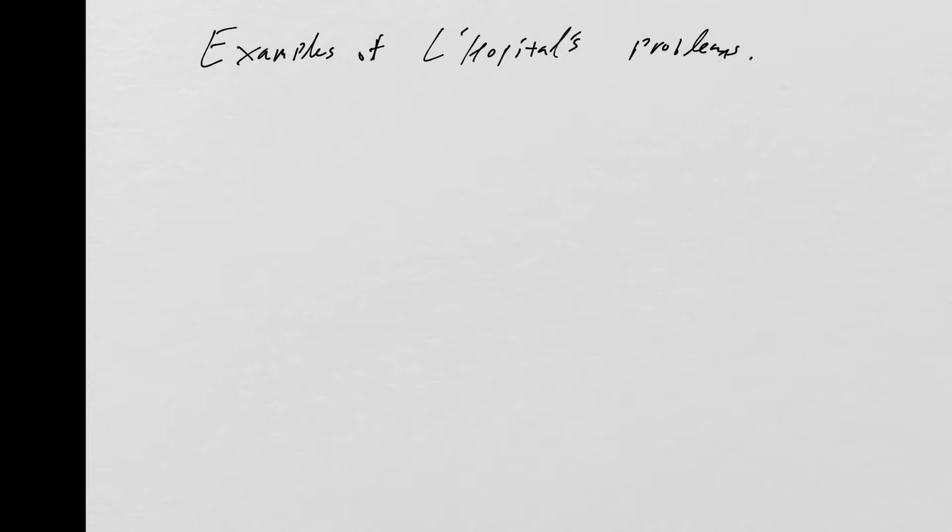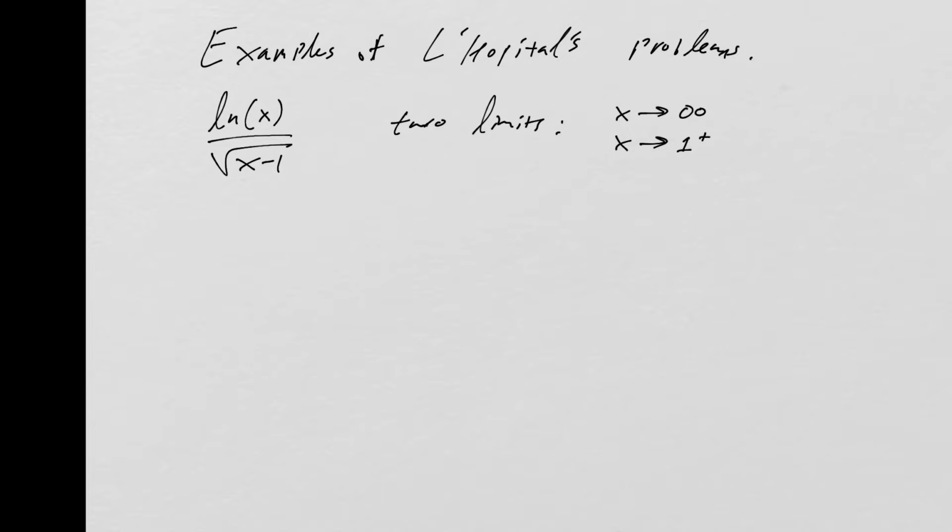I want to explore a single function, and it's going to be the function natural log of x all over the square root of x minus 1. Okay. And we're going to look at two limits. So the limits we're going to look at are x going to infinity and x going to 1 from the positive side. Right, so we're going to do both of these together.